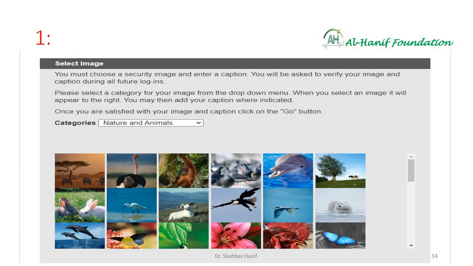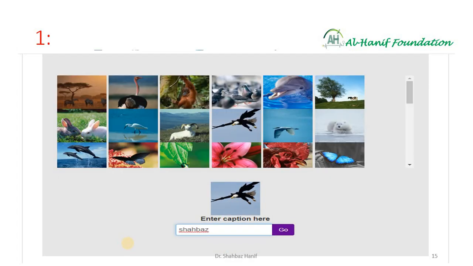Here you have to select an image. I suggest you choose a photo that you can remember easily for a long period of time. There are many different categories. I chose the nature and animals category, and I chose the photo of an eagle. Shabazz means king of falcons, so I know I can remember this photo as long as I live.